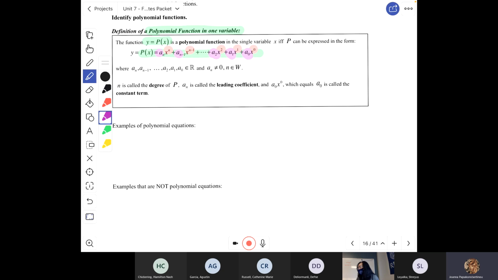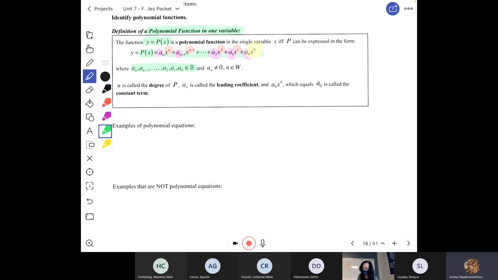And when the power of x is 0, then it's just 1, right? So this is technically 1 times a sub 0. So it's just a sub 0. It's just the constant. Does that make sense? Does this notation make sense? This is just defining that each of these little coefficients are elements of the reals.